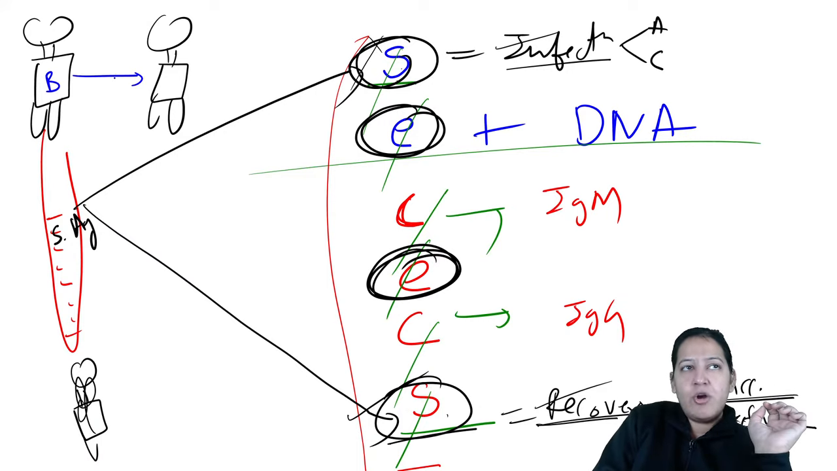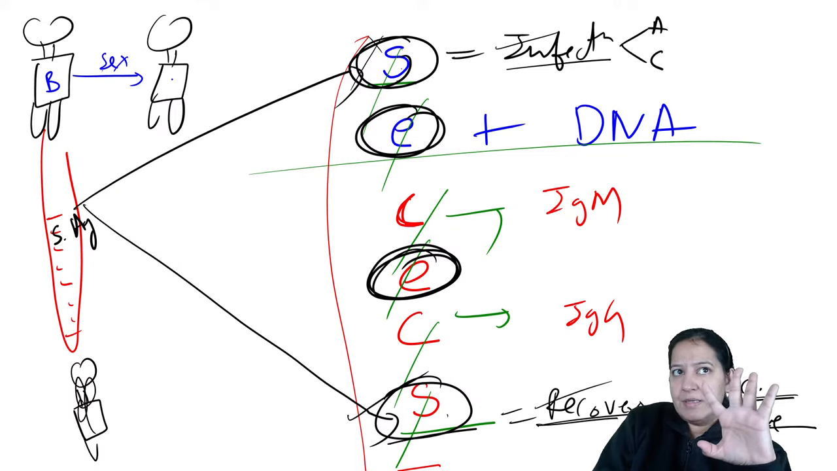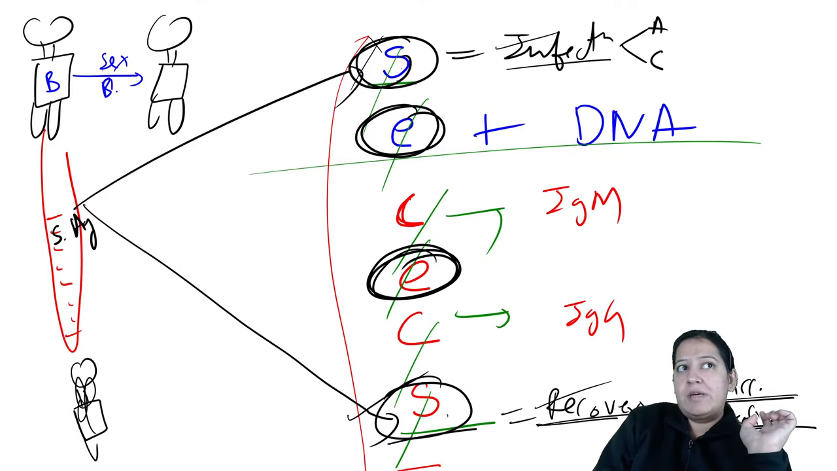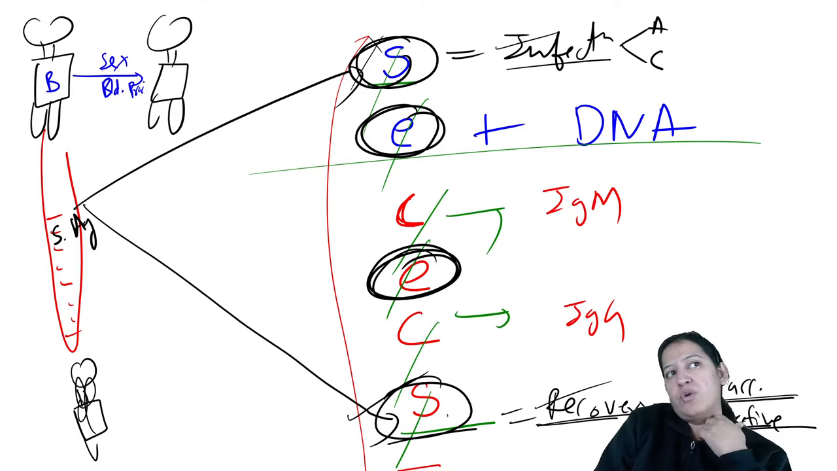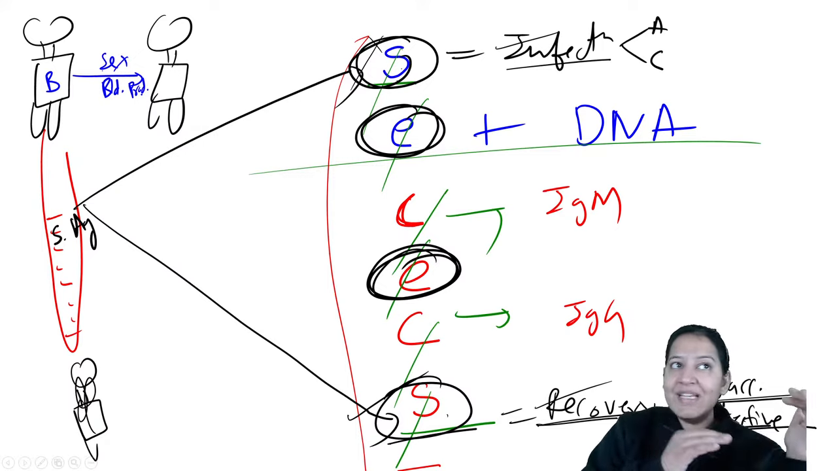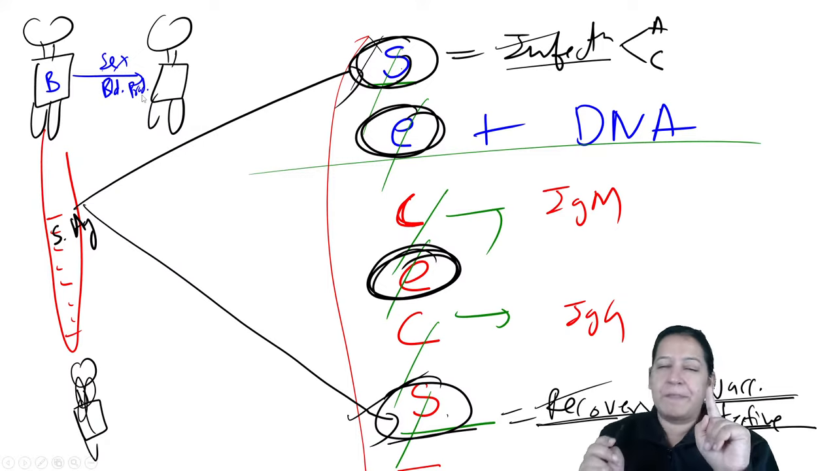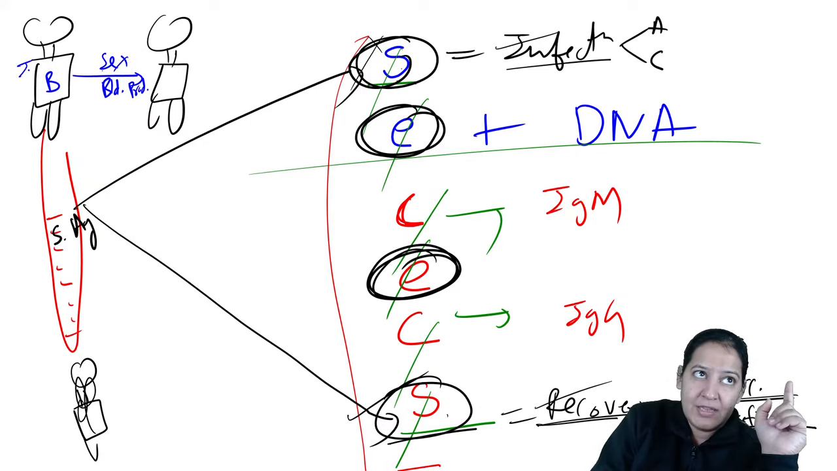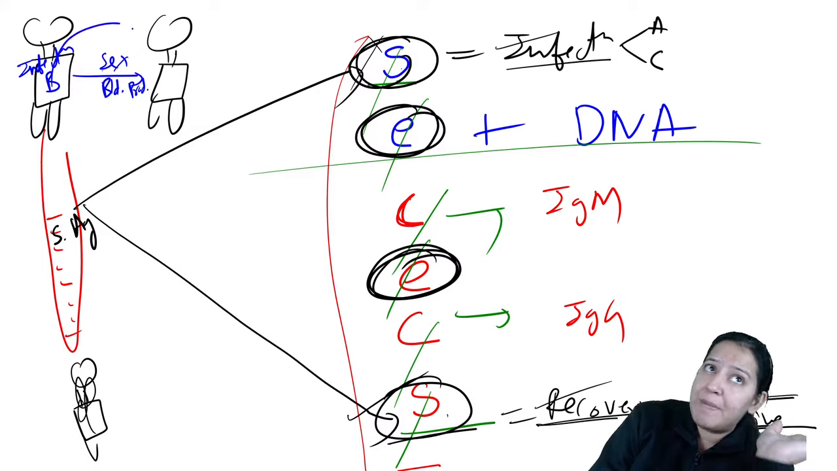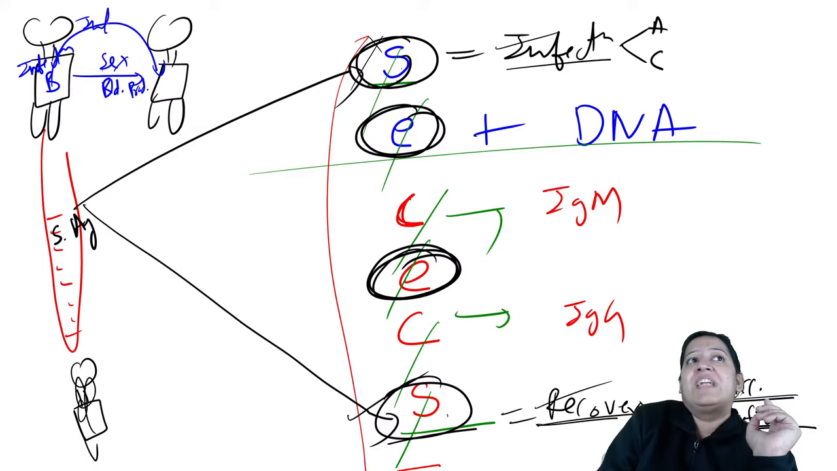So via sexual contact, it can spread to another person, or via blood products, syringes, that is the parenteral route. It can spread to another. So what is infectivity? It is not infection. Please understand the term. This person is having infection. And the spreading of infection from one person to another, the term is known as infectivity.